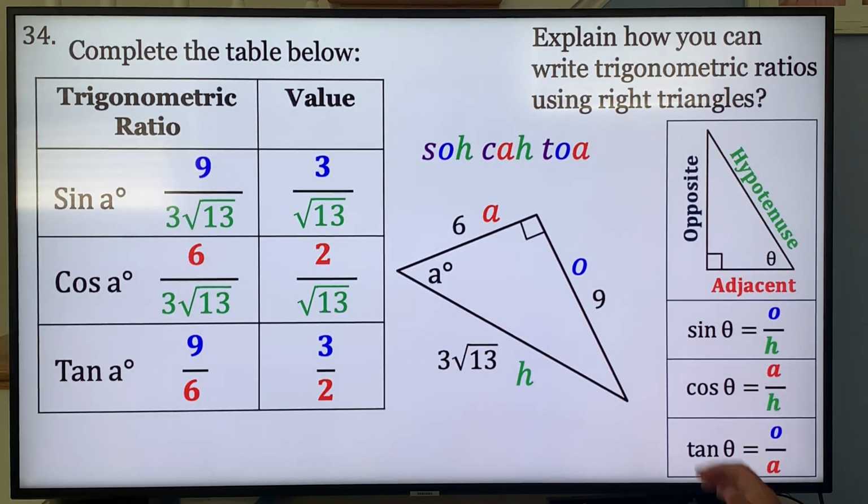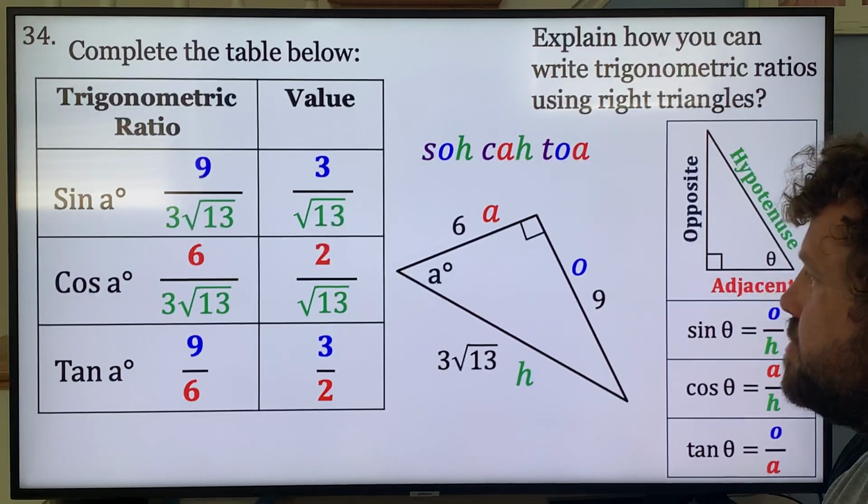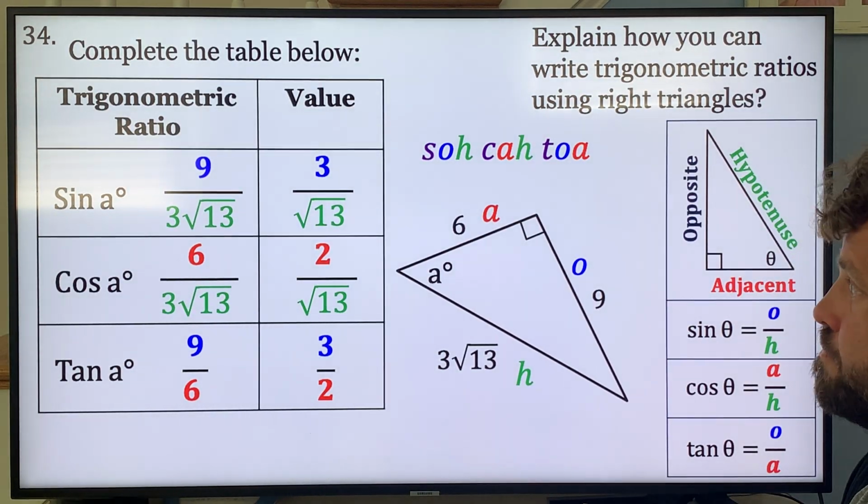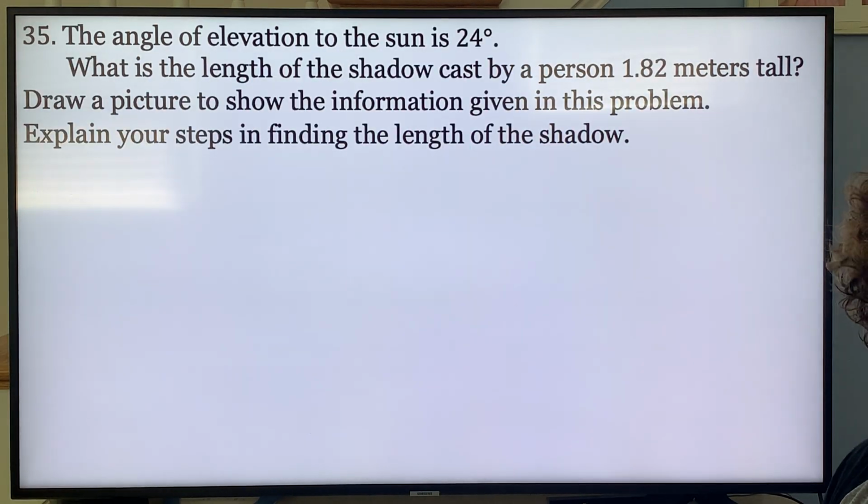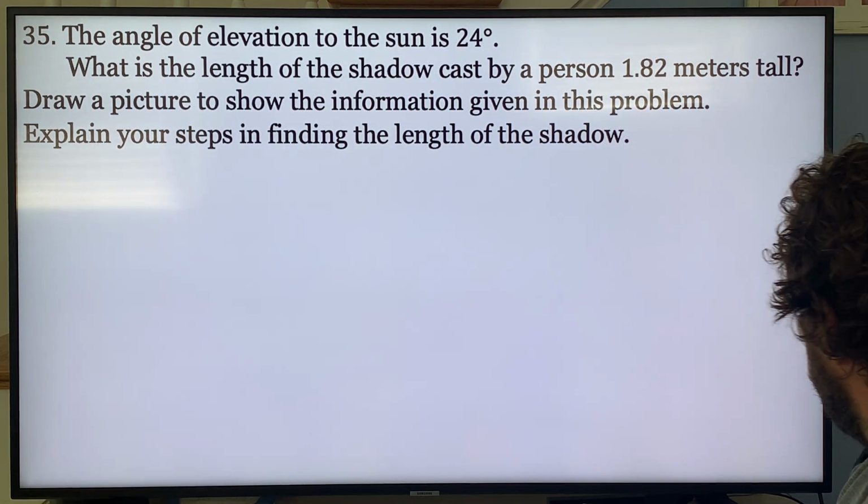All right, that's it. That wasn't too bad, was it? They just asked you to find the ratios. They didn't actually find it. All right, 2 more problems.